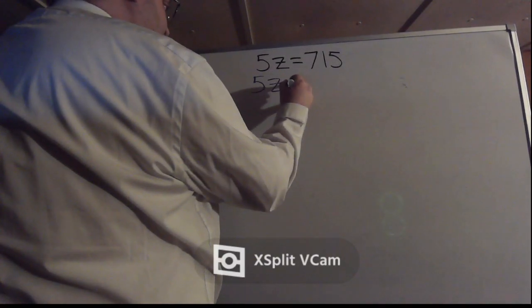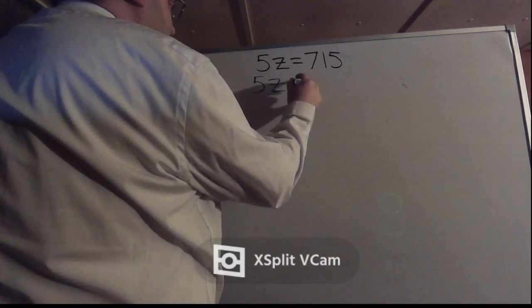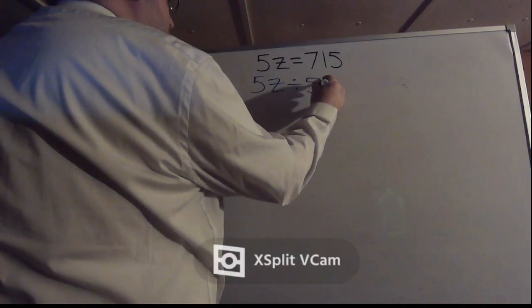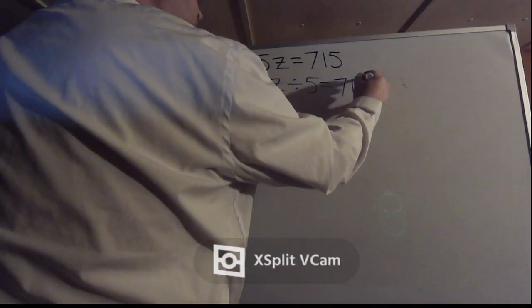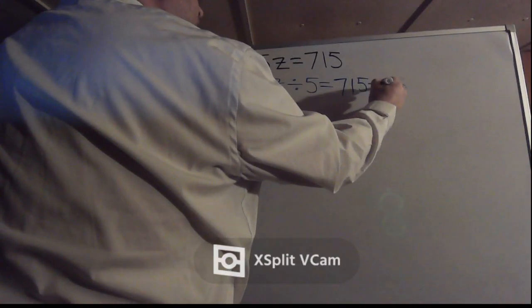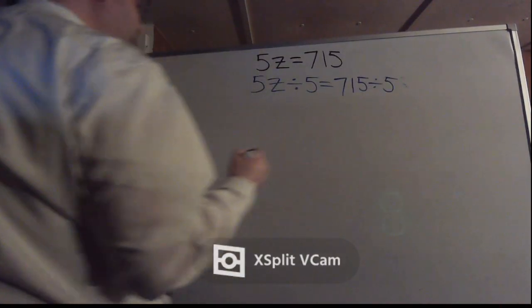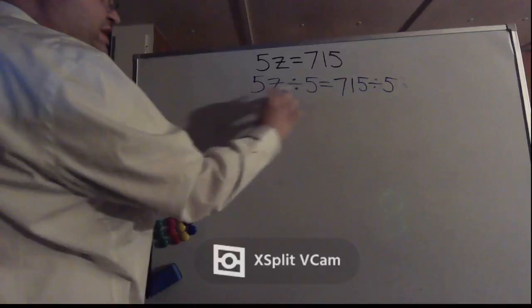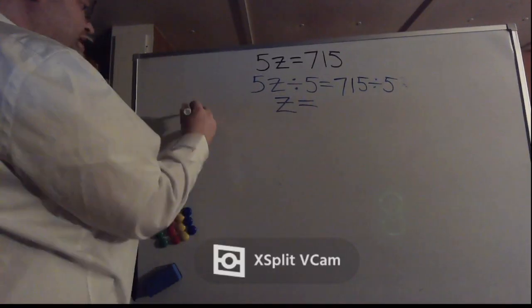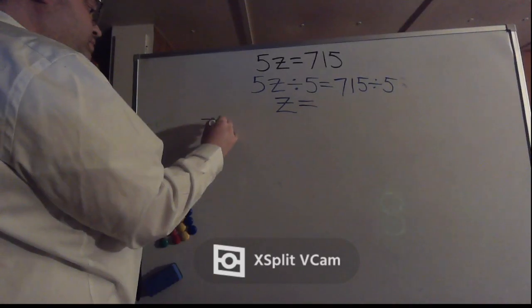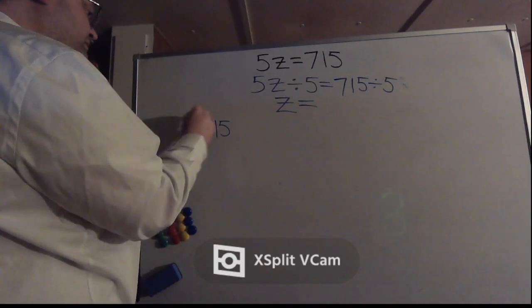So 5z divided by 5, but what you do to one side, you do to the other, is equal to 715 divided by 5. Okay. Well, 5 divided by 5 is 1. You'll get z by itself. Now we need to, on the side, work out what is 715 divided by 5.